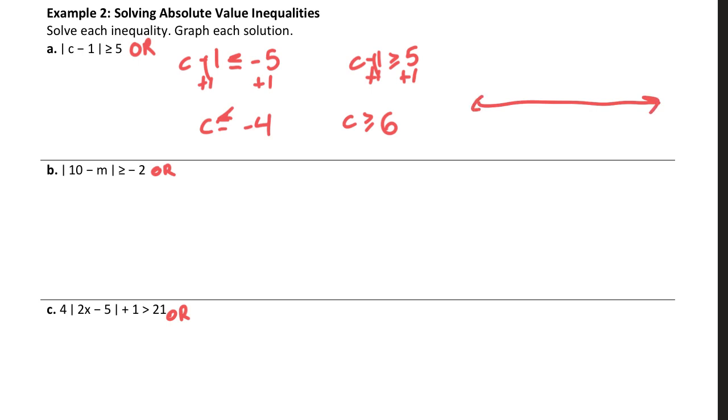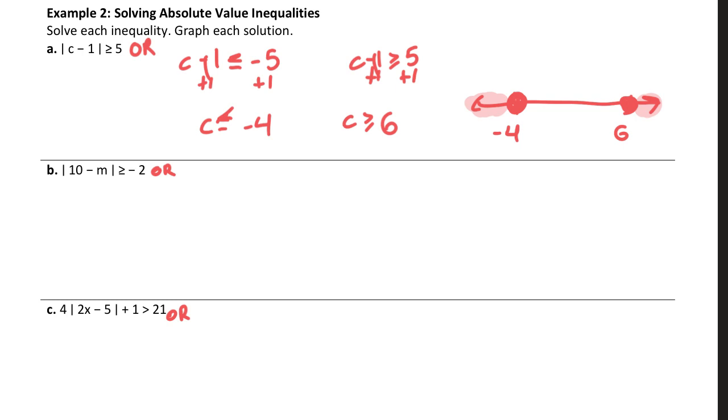So my solutions: closed circles at -4 and at 6, and the way I would shade is I would shade to the left of -4 and to the right of 6. Because this is an or inequality, we've got to remember when we get our solutions, we shade out for or inequalities. You shade out, you shade away.